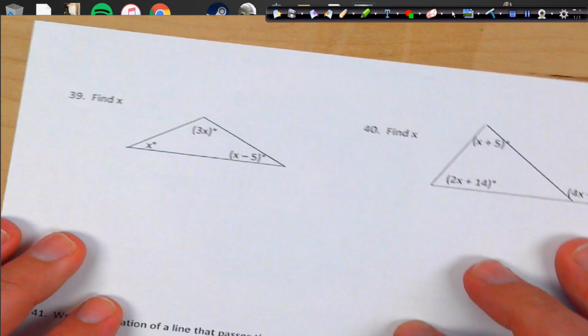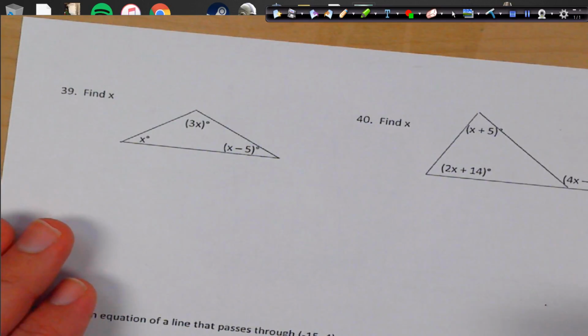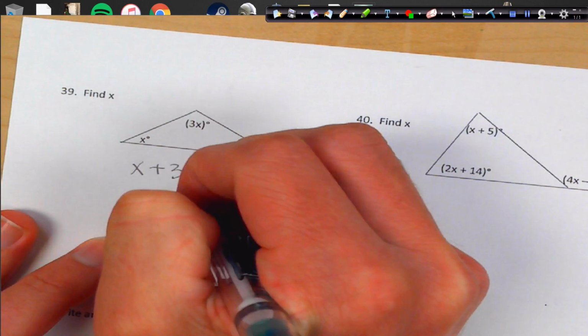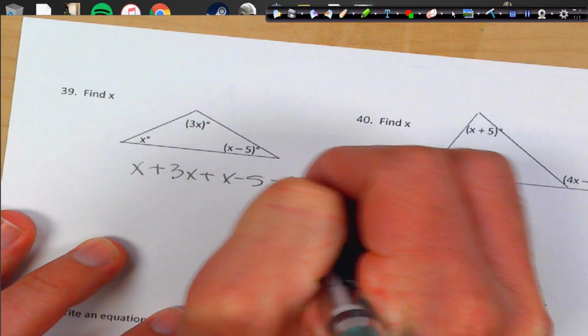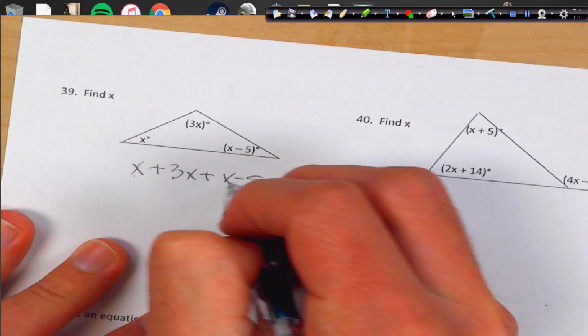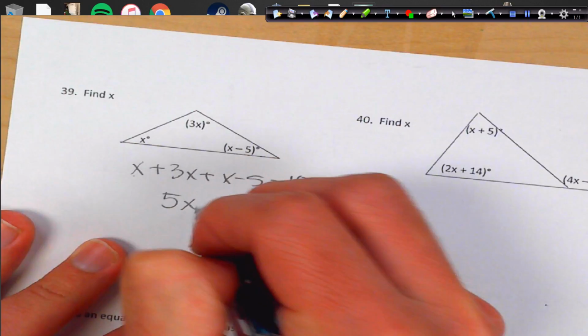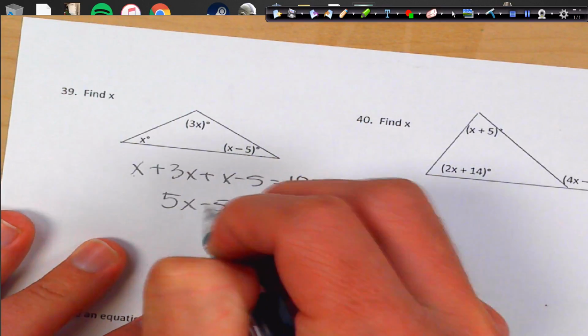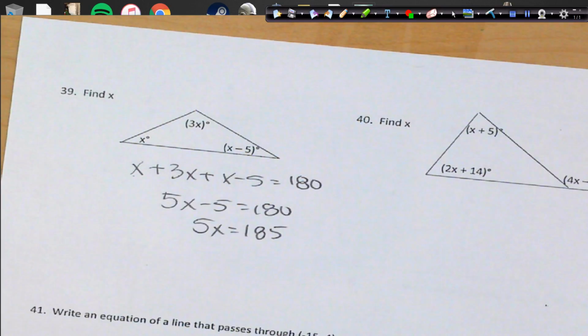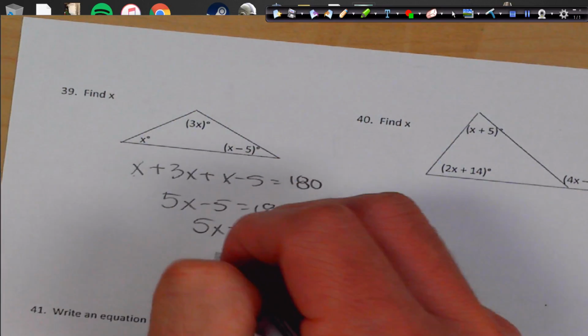All right, number 39. We have 3 angles. We know all the angles in a triangle add up to 180, so we just have to do x plus 3x plus x minus 5 equals 180. And we're going to get 1, 2, 3, 4, 5x minus 5 equals 180. Add the 5 over. And then divide by 5, which I don't know off the top of my head.